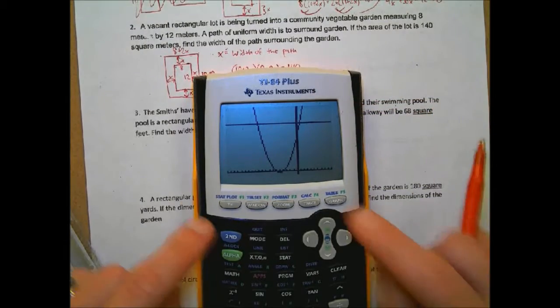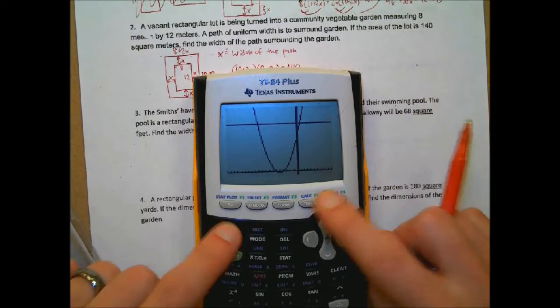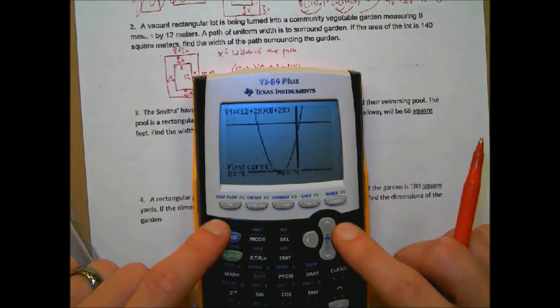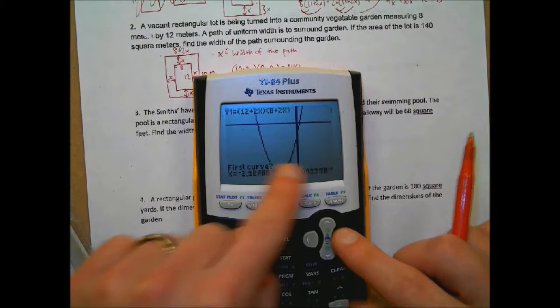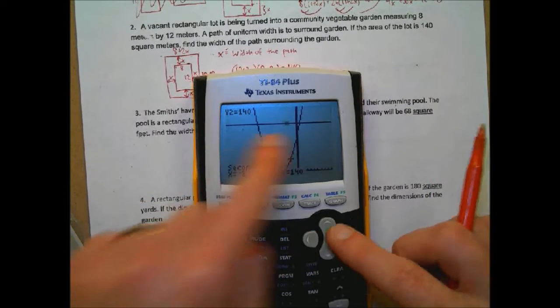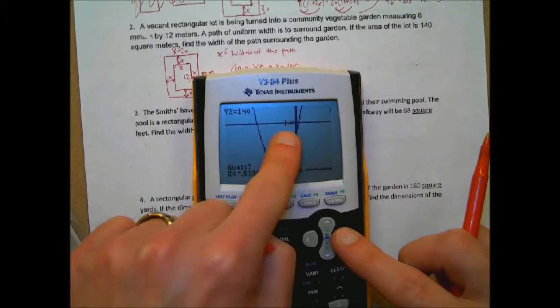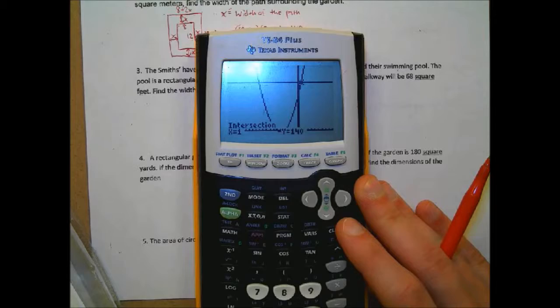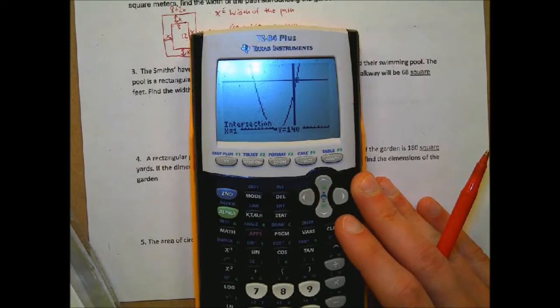What do I press to find a point of intersection? Second trace, and I go down to intersect. For the first curve, make sure you're on one of them. So I'm on my parabola for the first one. That's good. For the second curve, I'm on the line. That's good. Hit enter. For the guess, move all the way over till you're by that point of intersection you want. Hit enter. And look at that. It's 1.